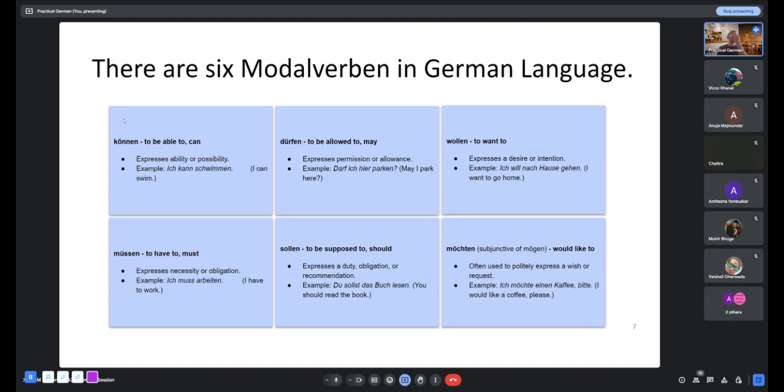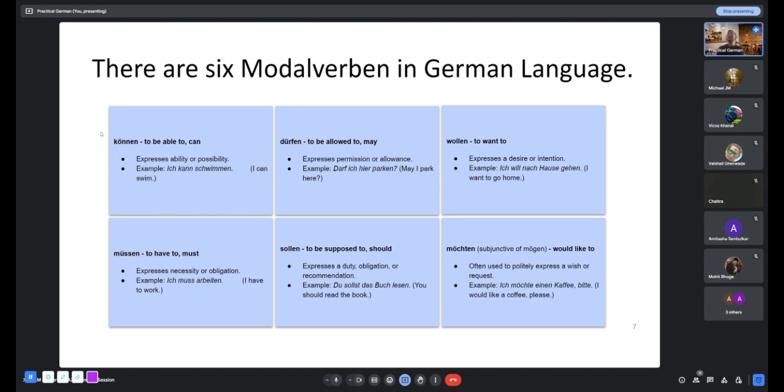What does it mean, ability or possibility? If you apply for a job interview, in the interview they will ask what all you can do. So you can say, I can program in Python, I can do SQL, I can do SAP, I can speak English, right? Can, this is an ability. So: ich kann in Python programmieren, ich kann SQL code schreiben. You'll say all that.